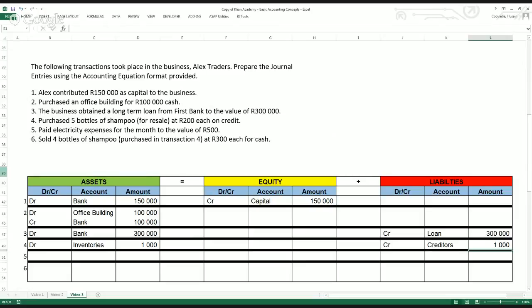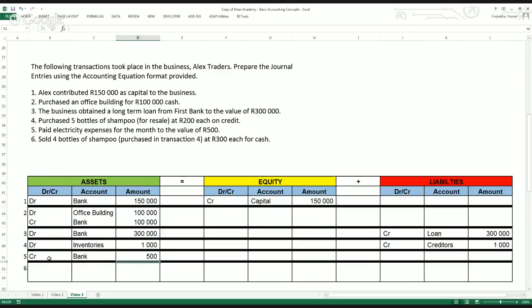So let's go on to number 5. You paid electricity expenses for the month to the value of 500 Rand. So what's happening over here? You pay your expenses for the month. So bank is decreasing. Bank is an asset. Asset decreases on the credit side. So we'll credit bank and the amount will be 500 Rand.